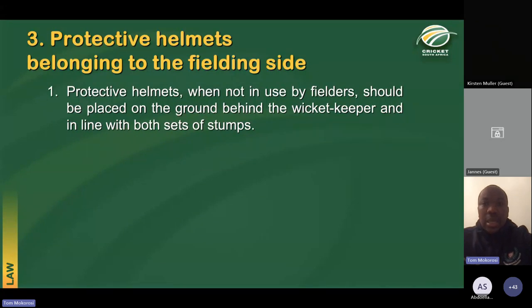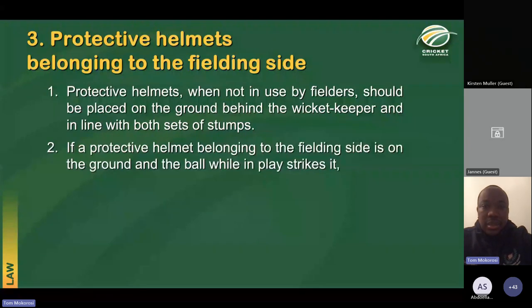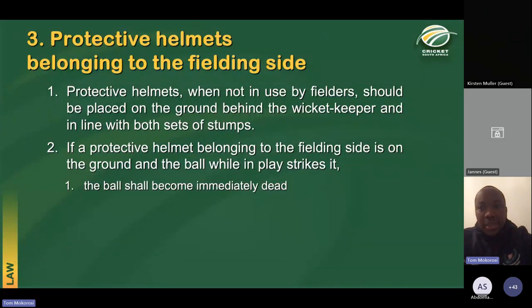But because it is willfully discarded and placed behind the wicketkeeper, if the ball comes into contact with that discarded wicketkeeper or short leg fielder's helmet, then the ball shall immediately become dead. And again here, quite often what happens, I've been in a scenario before where the ball went through the wicketkeeper's legs and hit the stumps. Apologies, it hit the wicketkeeper's helmet, which was placed behind him.